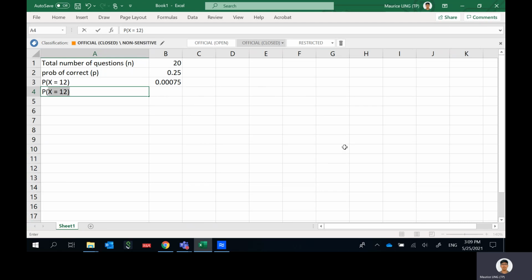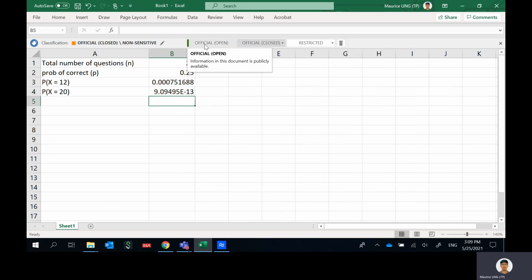Okay, try now yourself. What is the probability of getting full marks? Try this. What is the probability of getting full marks, assuming that you just ask your dog to do a multiple choice question? Yeah, false, you have to put false. The probability of getting full marks is that low.